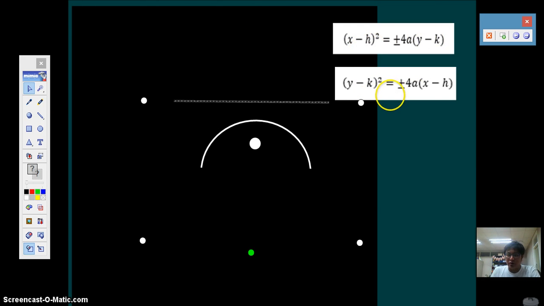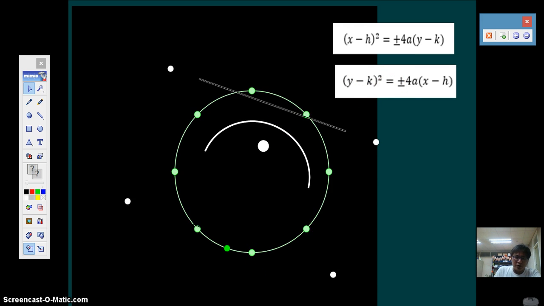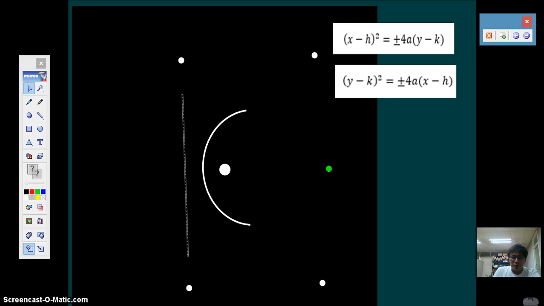Now when you have a standard form that looks like this, y minus k squared equals plus or minus 4a times the quantity x minus h, notice that here what is squared is the variable y. You have a parabola that either opens to the right or to the left. So if it has a positive right side, then it's a parabola that opens to the right.